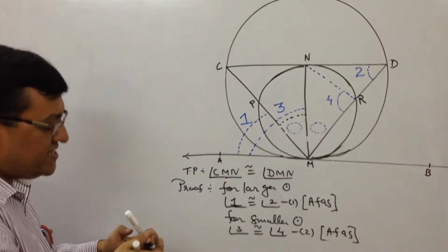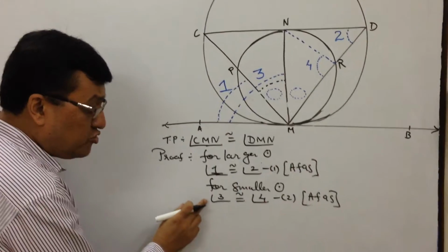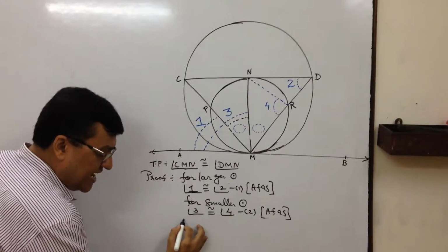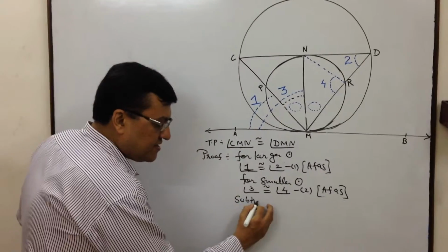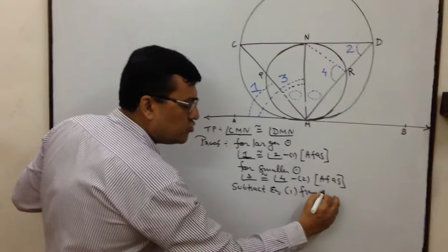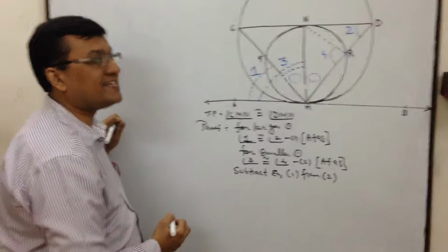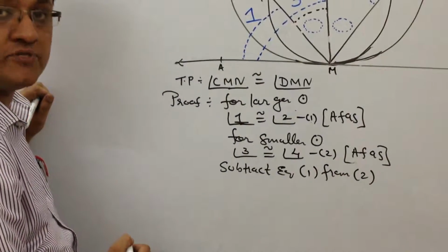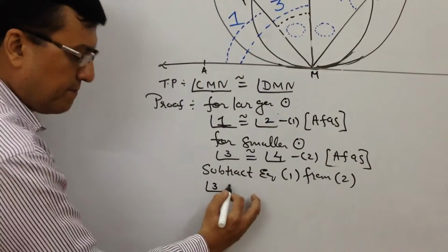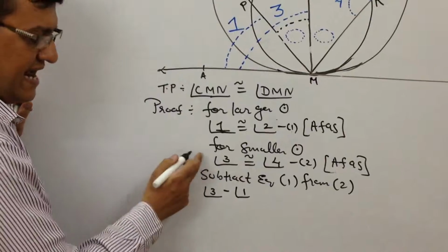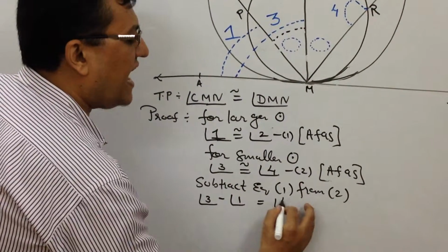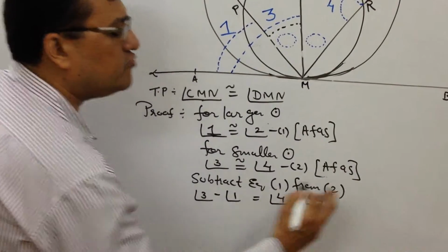That tells me what is the next step I'm supposed to do. I need to subtract angle 1 from 3. So what I'll do is subtract equation 1 from 2. On doing so, I get angle 3 minus angle 1 on the left hand side. On the right hand side, I shall get angle 4 minus angle 2.